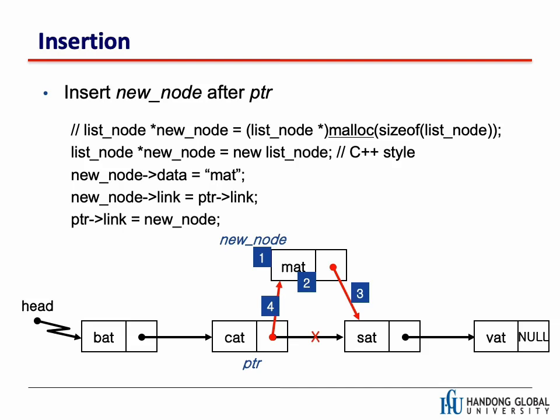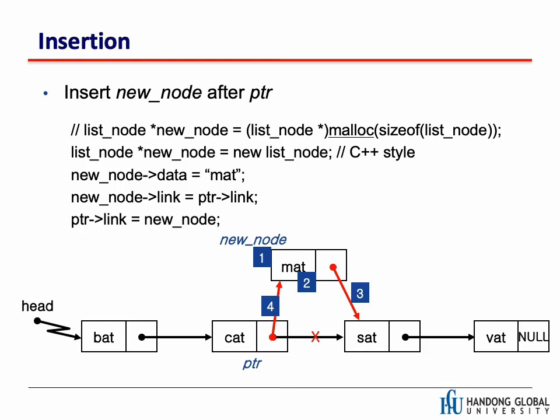And we can implement that insertion algorithm like this. Let's assume that we use the C++ style. So instead of using malloc, we can just use new. Basically it's the same thing. If you know how malloc works, then just use new. So just change this style. And then new node is a list node pointer.